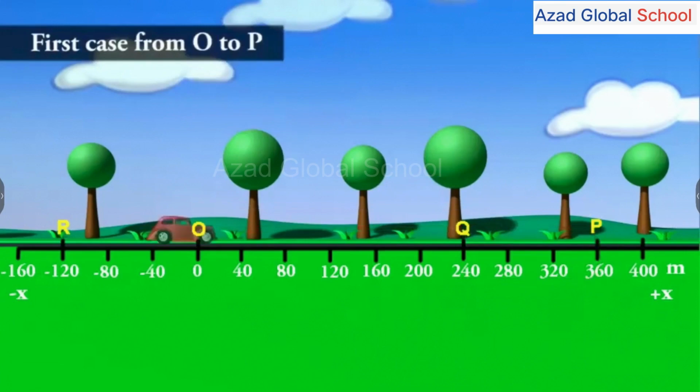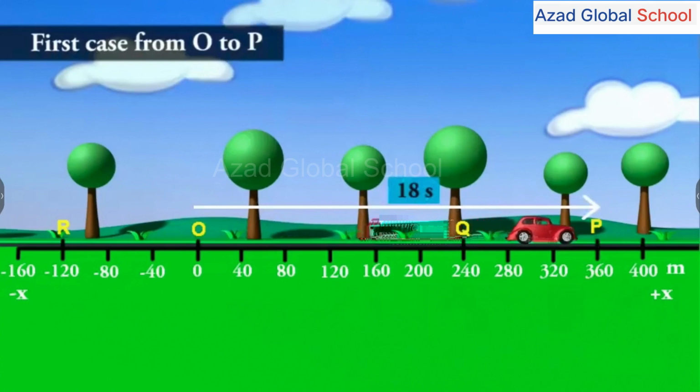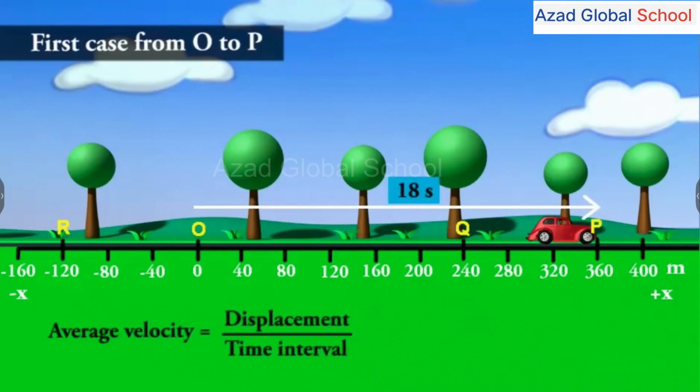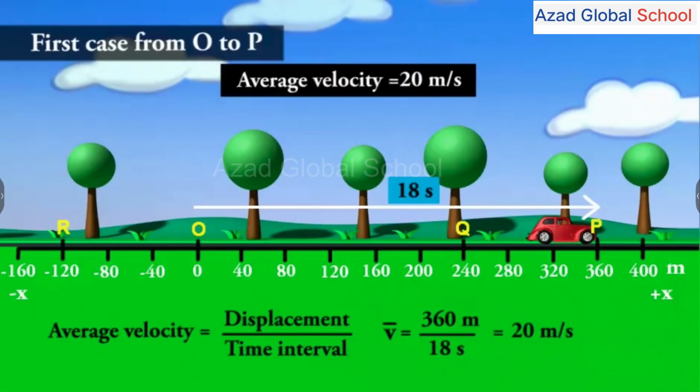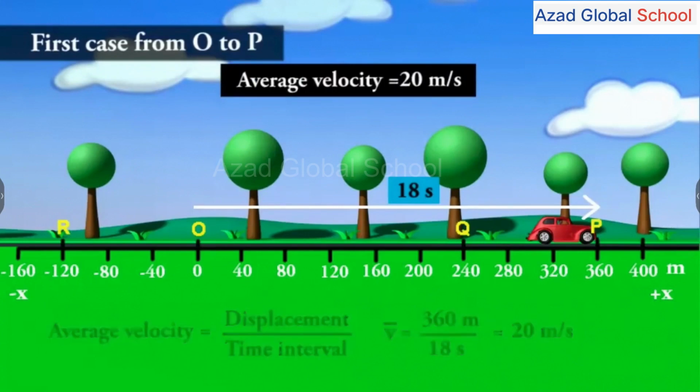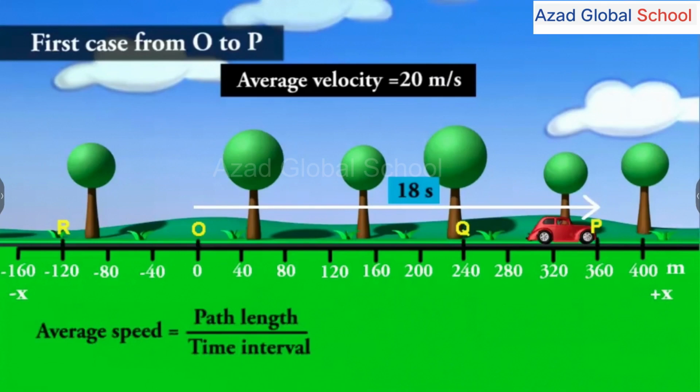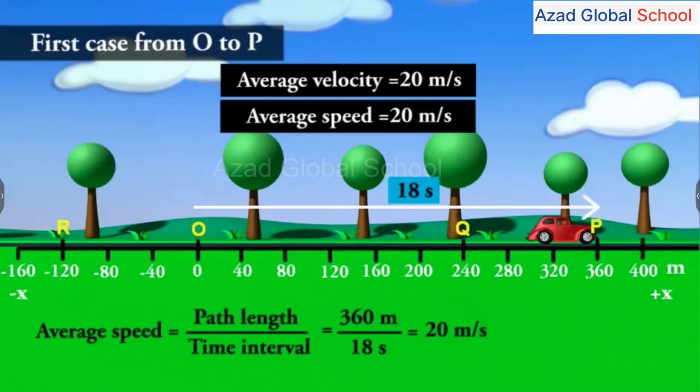First case, from O to P. Average velocity is equal to displacement upon time interval. V bar is equal to 360 meters upon 18s, which is equal to 20 meter per second. Average velocity is equal to 20 meter per second. Average speed is equal to path length upon time interval, which is equal to 360 meters upon 18s, which is equal to 20 meter per second. Average speed is equal to 20 meter per second. Thus, in this case, the average speed is equal to the magnitude of the average velocity.